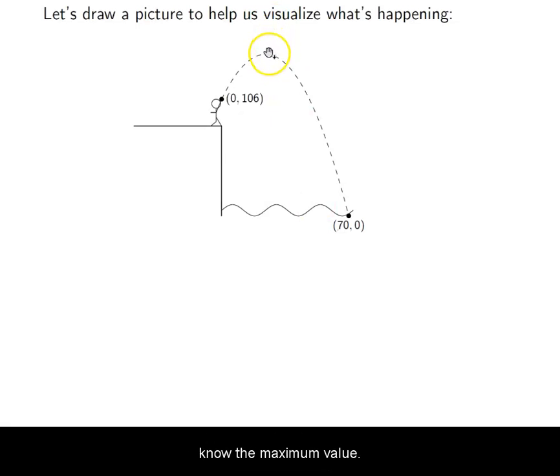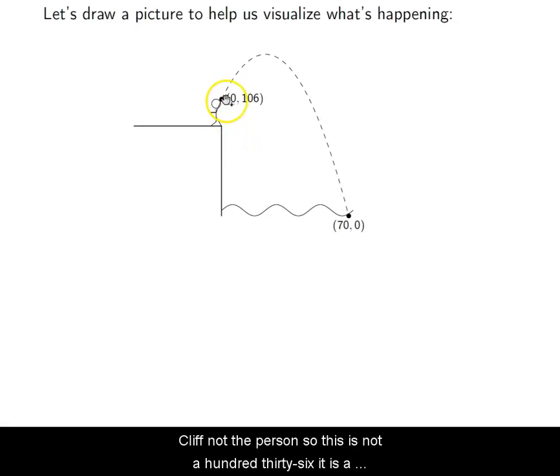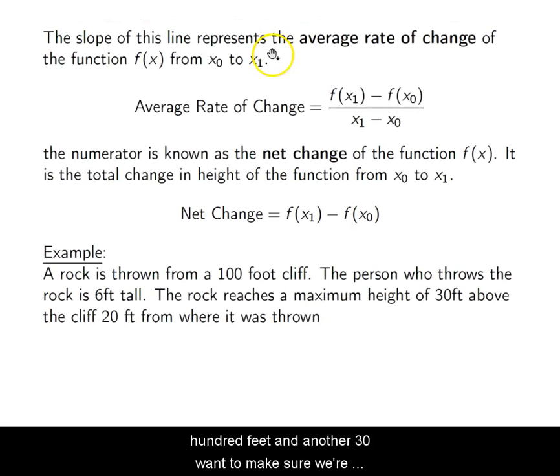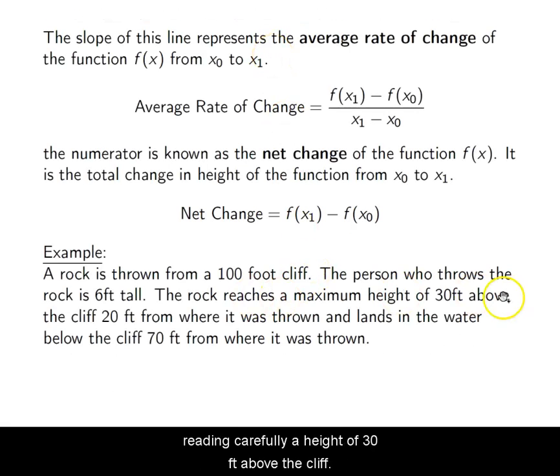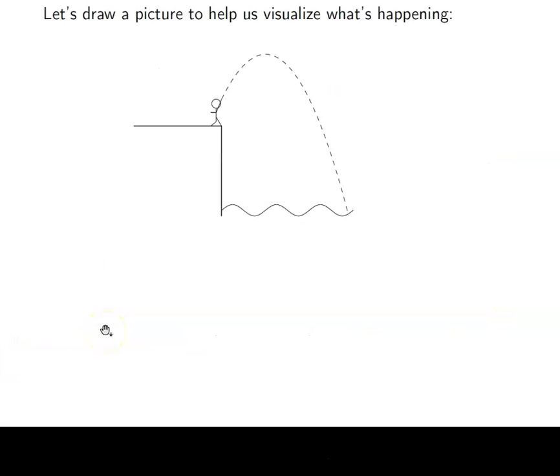I know the maximum value is 30 feet above the cliff, not the person. So this is not 136. It is 100 feet and another 30, right? So again, we always want to make sure we're reading carefully. A height of 30 feet above the cliff, and that's 20 feet away. So I got my initial value, my terminal value, and my max value.